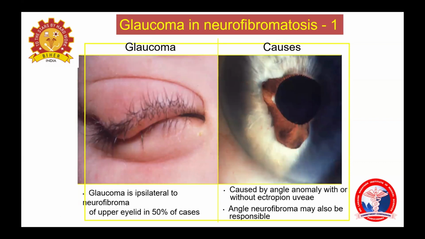And in patients with neurofibromatosis type 1, the glaucoma is ipsilateral to the neurofibroma of the upper eyelid in 50% of the cases. This could be caused by an angle anomaly with or without ectropion uvea. Here you can see the ectropion uvea. An angle neurofibroma could also cause this increase in pressure, thereby giving rise to glaucoma.